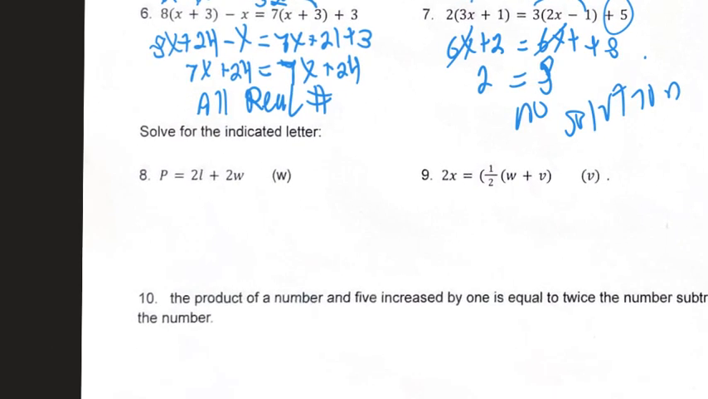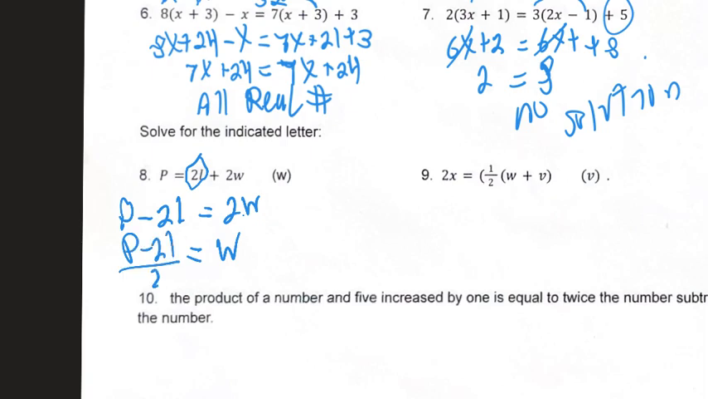I want to get the w alone. I got to get rid of this part first because it's the far away friend. So I'm going to subtract 2l from both sides. What's my next step? Divide by 2 to get w alone. W's alone. I have p minus 21 over 2.